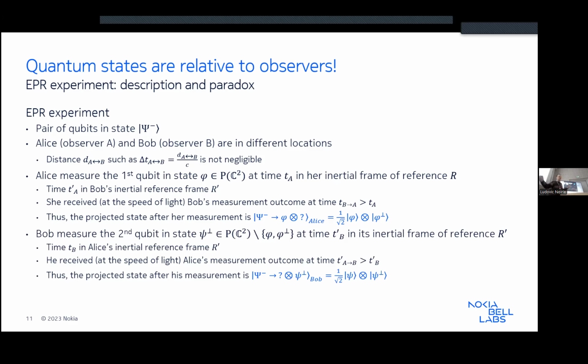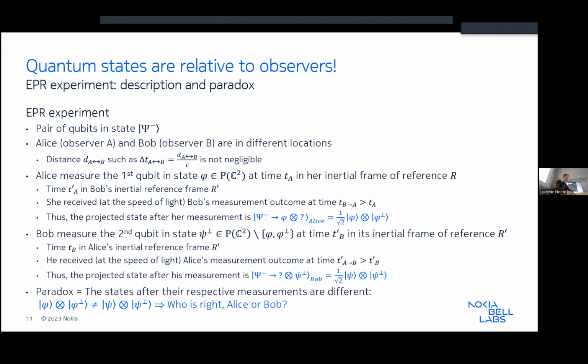And because they are separated, we can have a situation, and this is the situation we consider here, in which not only Alice receives the result of Bob after her measurement, but also Bob receives Alice's measurement after his measurement. If they are far enough apart, you can have a situation like this. We do the same consideration, and you see that then the projected state is psi times psi orthogonal. So you see that there are two different states. The paradox is that the states after their respective measurements in this configuration are different. For Alice, it is psi orthogonal. For Bob, it is psi orthogonal. So, who is right, Alice or Bob?